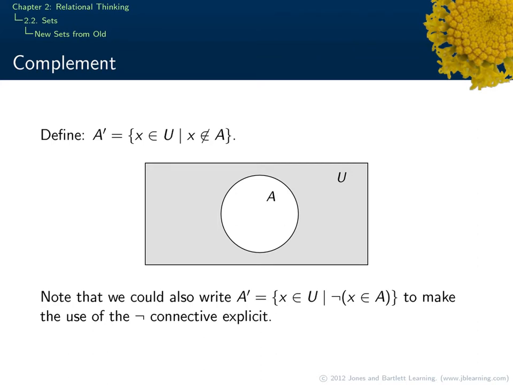Another thing we can do to form a new set from an existing set is to take the complement. To do that, what we have to have is an agreed upon universal set U in which our set A lives. To form the complement, we look at all of the elements of U that are outside of A, in other words, all the elements of U that do not live in A. The shaded region in the diagram is the complement of A, and that's denoted by this prime symbol.